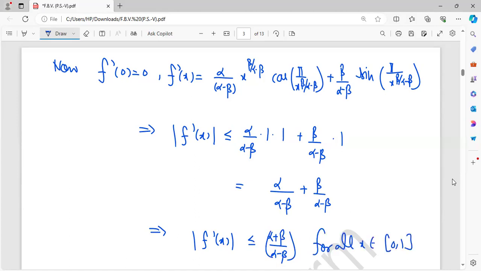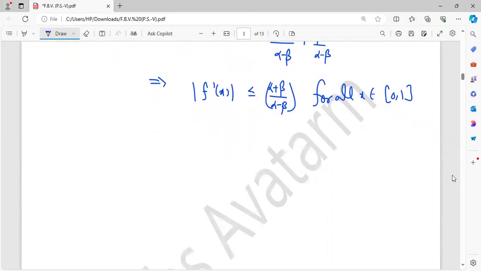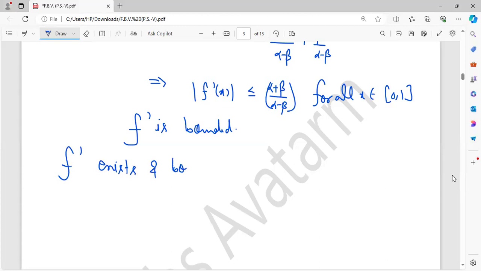Because the derivative at 0 is 0, it means the derivative is bounded. f dash is bounded. So it means f dash exists and is bounded on 0, 1.